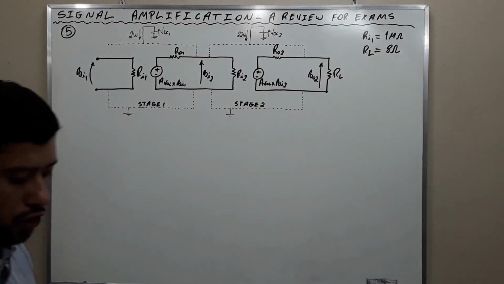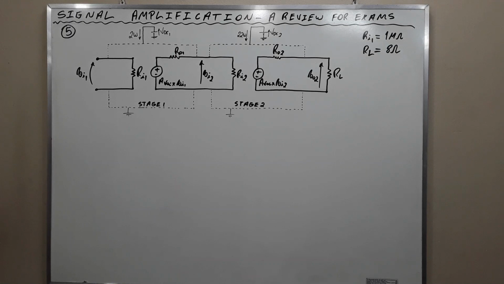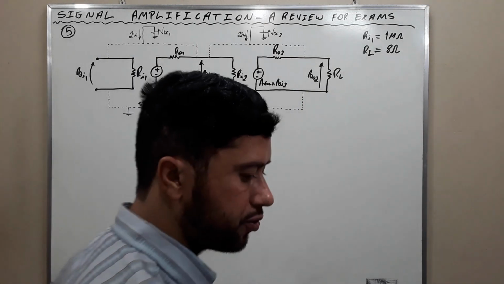Exercise number 5, two amplifiers are cascaded. The first has a supply power of 2 watts, an input resistance of 1 mega ohms, and an input voltage of 2 millivolts RMS. The second has a power supply of 22 watts, a load resistance of 8 ohms, and an output voltage of 12 volts RMS. Based on this information, determine the overall power gain, the dissipated power, and the efficiency. Okay, my friends, this is the exercise. Let's go to the solution.